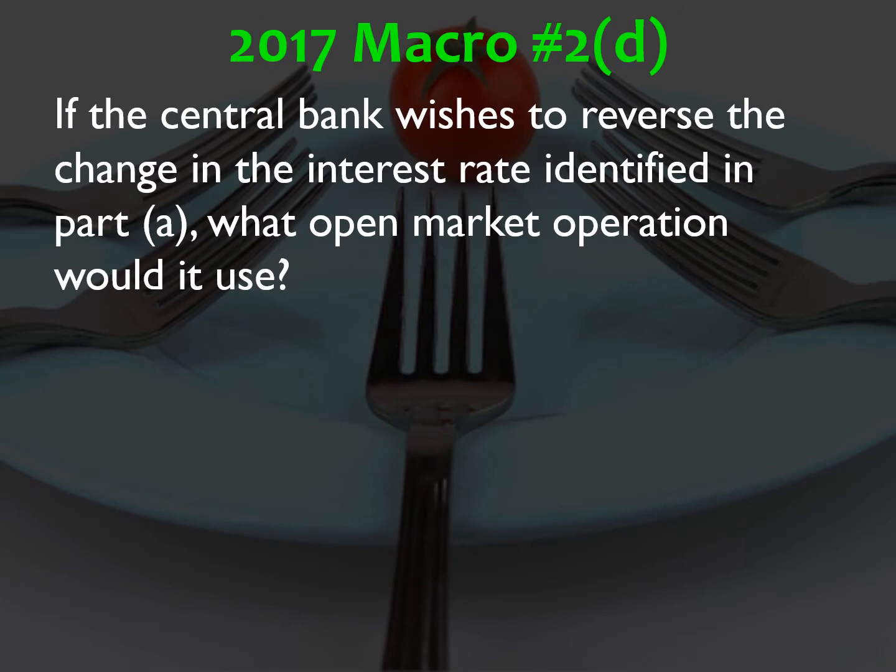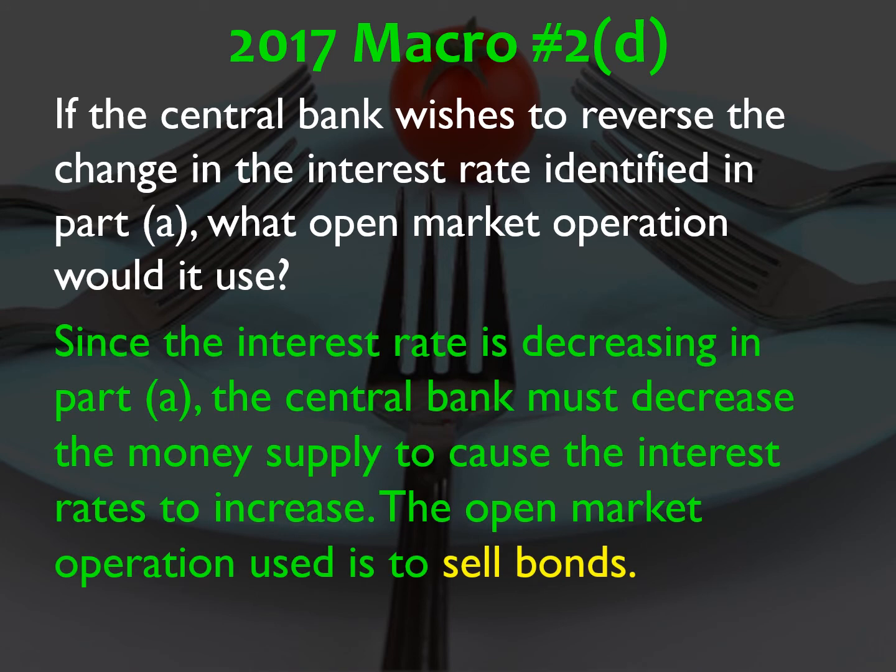D, if the central bank wishes to reverse the change in the interest rate identified in part A, what open market operation would it use? So since the interest rate is decreasing, the central bank wants to do something to cause the interest rates to go up. That happens by decreasing the money supply. The open market operation that corresponds with decreasing the money supply is selling bonds.